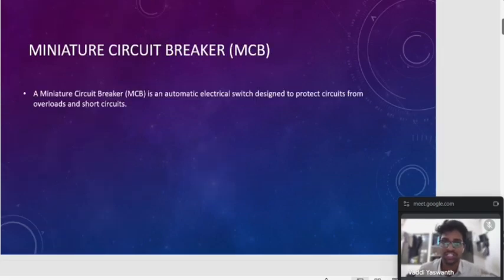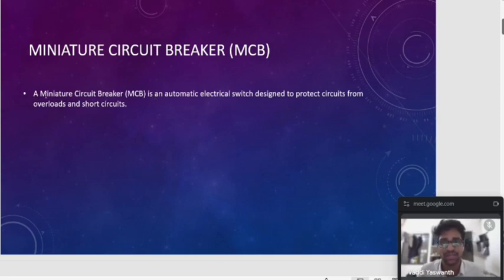Now, what is meant by MCB? MCB is nothing but a miniature circuit breaker. When there is an excess flow of current, there is a chance of damage to the appliances attached to the load. Load circuits, in the sense of the appliances that we are using, may get damaged.